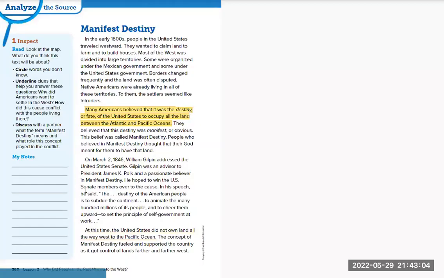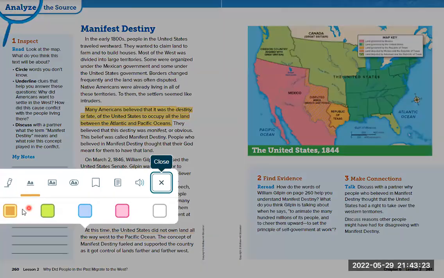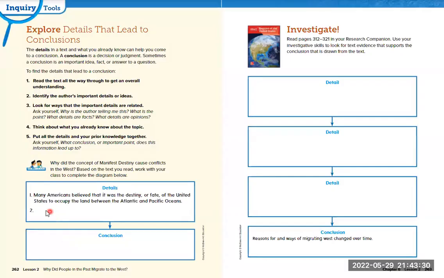Pacific. Another thing that they did was, at the time, the United States did not own all the land all the way to the Pacific Ocean. So they believed that it was their right to have all of this land, but they did not own all of this land. So that would be our second detail. So we're going to go ahead and highlight that. And we're going to add it over here.